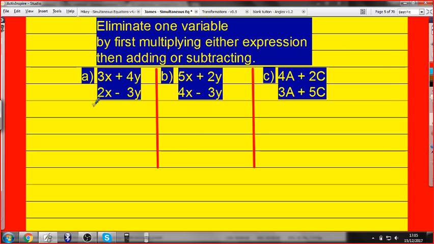Okay, so same thing for each of these. You have to eliminate one variable by multiplying both of them. So you could do the first part times 2 and the second part times 3. That's it. So what is the first one times 2? Actually, no, I think it'd be okay for that one. How about part B?